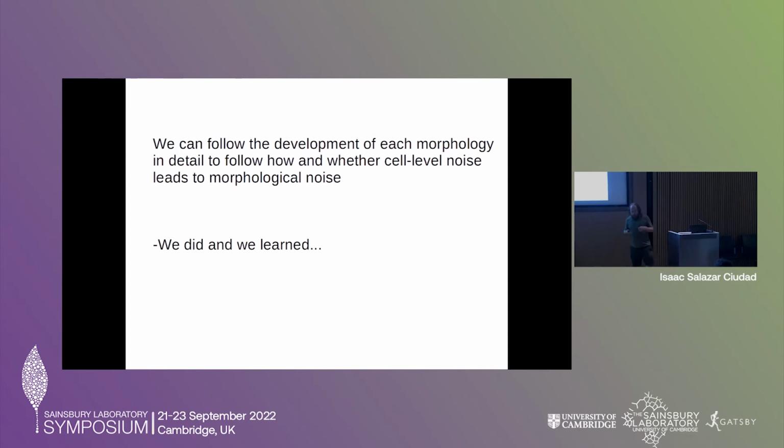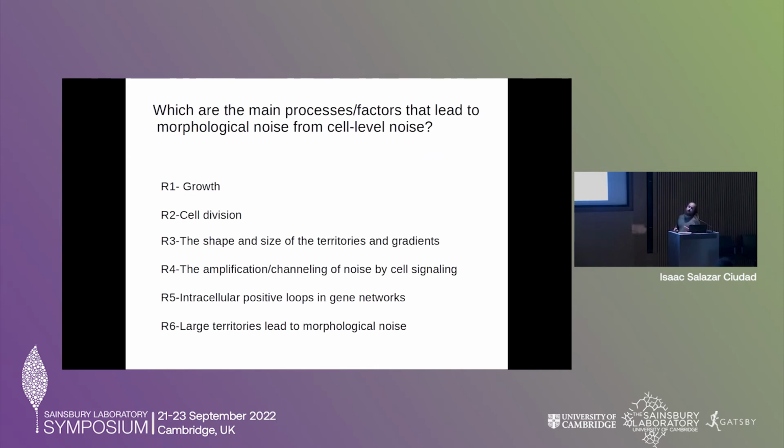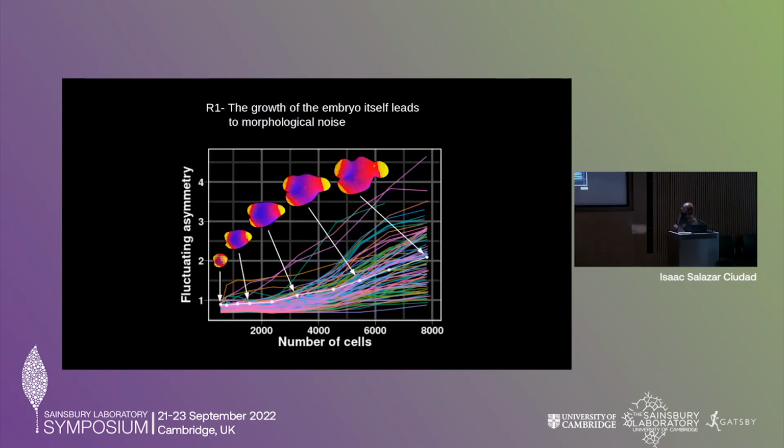So we followed the development of many different gene networks, and we found that there are 6 main factors that explain how you get morphological noise from noise in the positioning of cells, so random movement of cells. We have growth. Here we have fluctuating asymmetry. This is how different the left side of the embryo is from the right side of the embryo, so it's just robustness against noise. Here is the number of cells, and each line is the development of one gene network. As you see, it increases over time. Growth by itself decreases robustness.